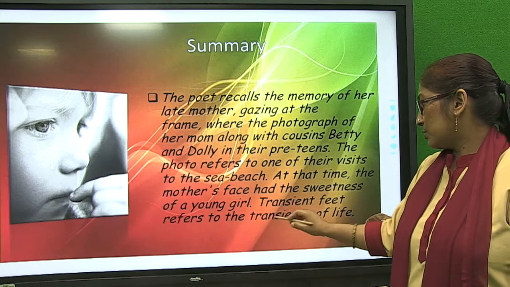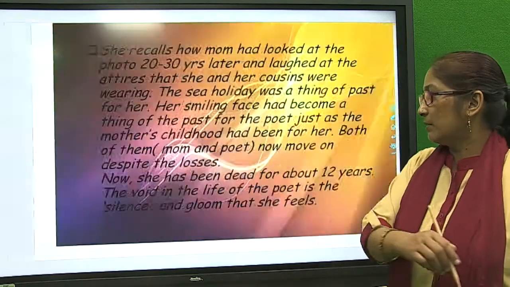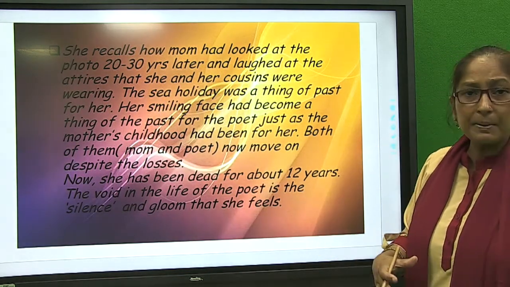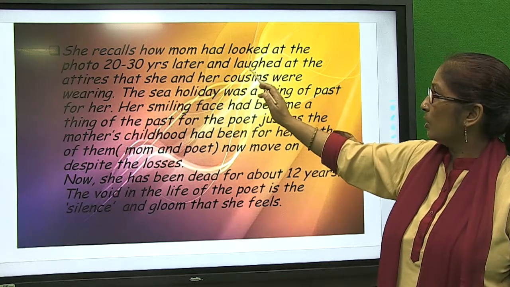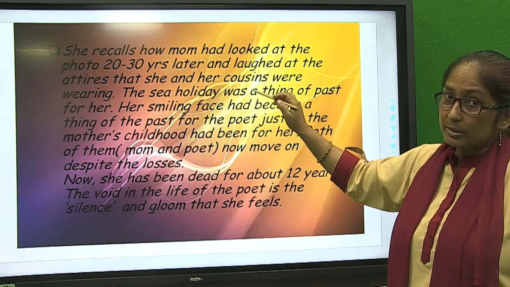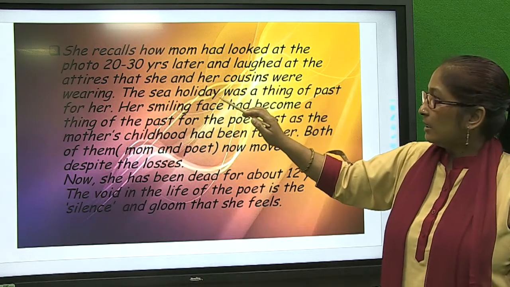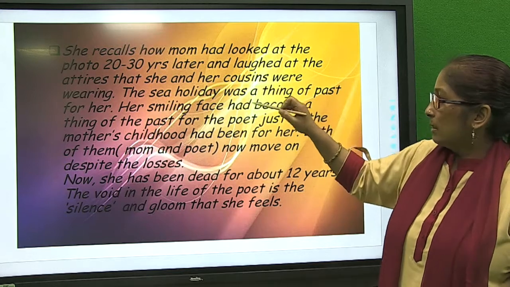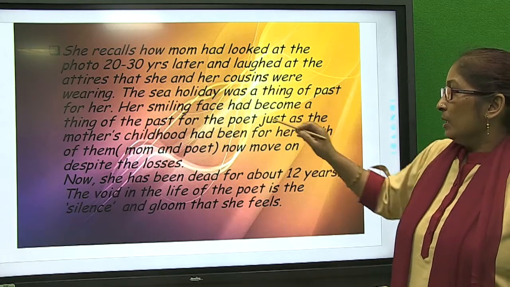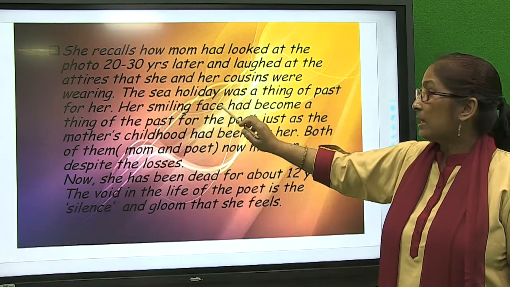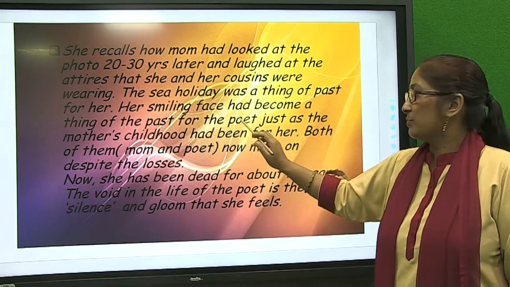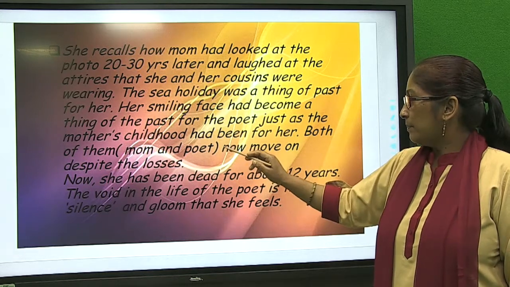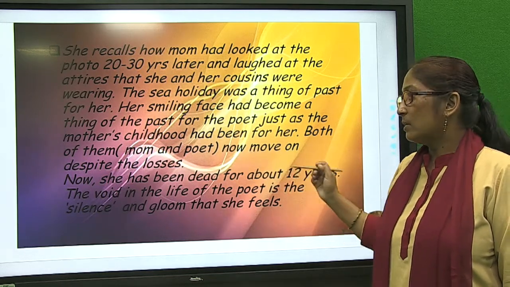And the transient feet refers to the transience of life. Our life is not permanent, okay? Temporary. So she recalls how her mom had looked at the photograph 20-30 years later and laughed at the trees, and the dress that she and her cousins were wearing, and she laughed to see the dress of her mother. The holiday was a thing of the past, and her smiling face had become a thing of the past for the poet, just as the mother's childhood had been for her. Both of them, mom and poet, now move on despite the losses.